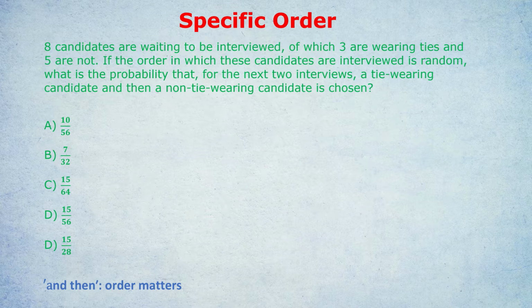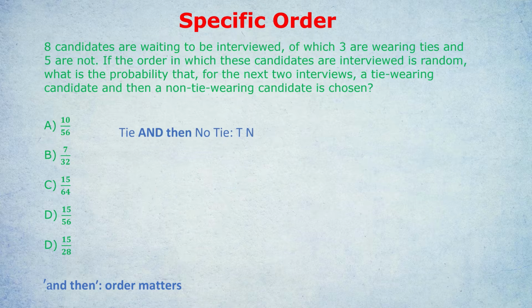Notice they could have phrased it very differently. They could have just said, what's the probability for the next 2 interviews that we get 1 tie-wearing candidate and 1 non-tie-wearing candidate? Well there, because they didn't use the phrase "and then," the order wouldn't matter. But here the phrasing is different. They want a specific order. They want the tie person first and then the non-tie person. How do we cope with that?